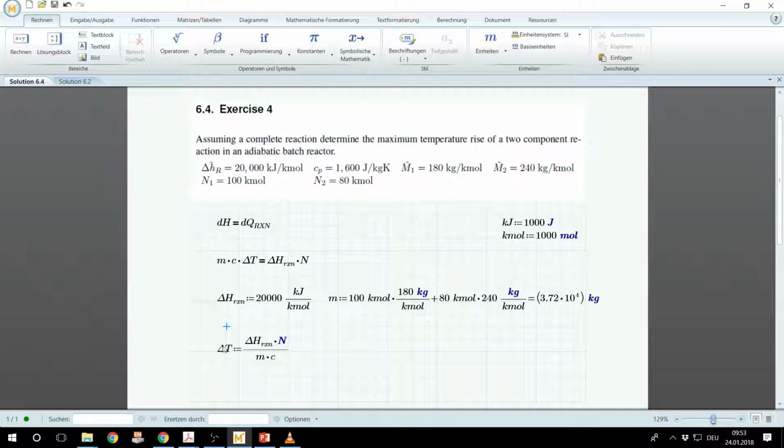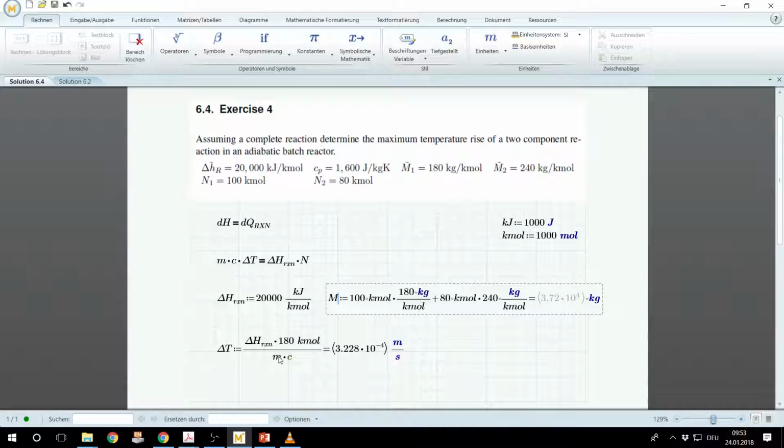So the only question here is what value of N was used. I don't think this necessarily makes sense, but if you take N1 plus N2, you get 180 kilomoles. And big M for the mass. And we also need to define this heat capacity, which is 1600 joules per kilogram Kelvin. If we do this, then we get this value given in the handbook of 60.5 Kelvin.